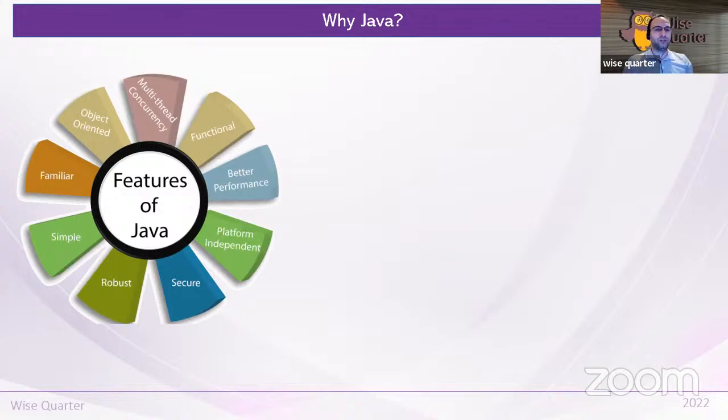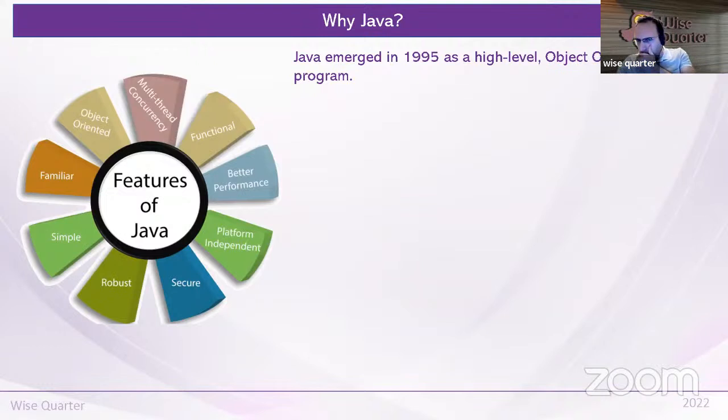So why did we choose Java? I want to show you that. Why Java? Java was created in 1995 as a high-level programming language. High-level means you can do anything with this programming language. Yes, it has a few disadvantages because of being high-level, but there is no limit. The only limit is your imagination. If you can imagine it, you can do it by using Java.